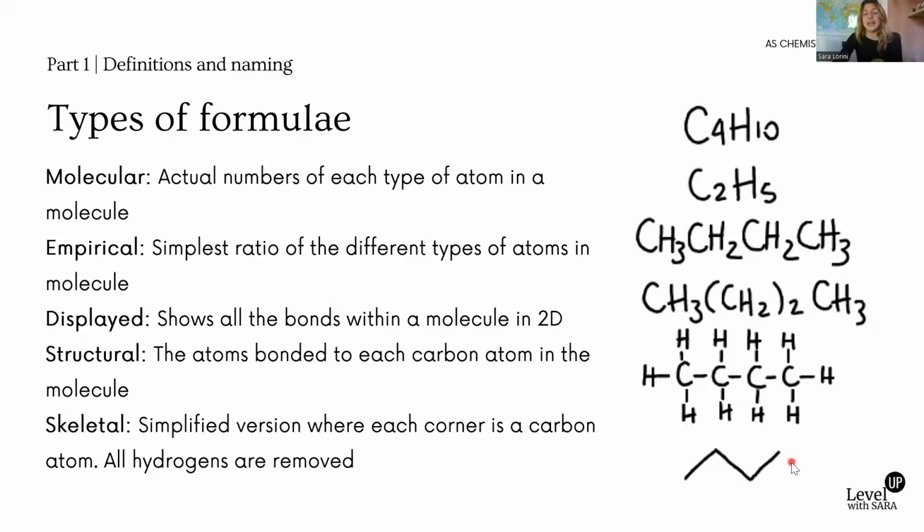Skeletal formula, though, is a lot more useful when you have to quickly work out a mechanism on paper, or you're trying to play around with the structure, for example, in working out isomers. So I would rather you get confident with the skeletal formula than all the others, because in the end, the displayed formula tells us the same thing, but this is just simplified. Every corner is a carbon.